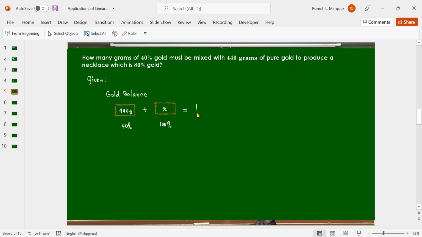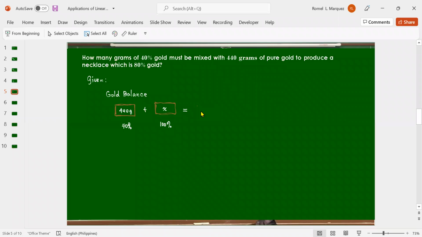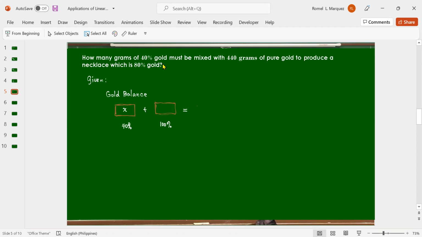And what should be the result, children? Sir, excuse me po, the pure gold is the 440 grams, am I wrong? Sorry. Yes, we add. Sorry. Okay. I was wrong. What we add is the X. How many grams of 40% gold is to be mixed with 440 grams of pure gold to produce what?